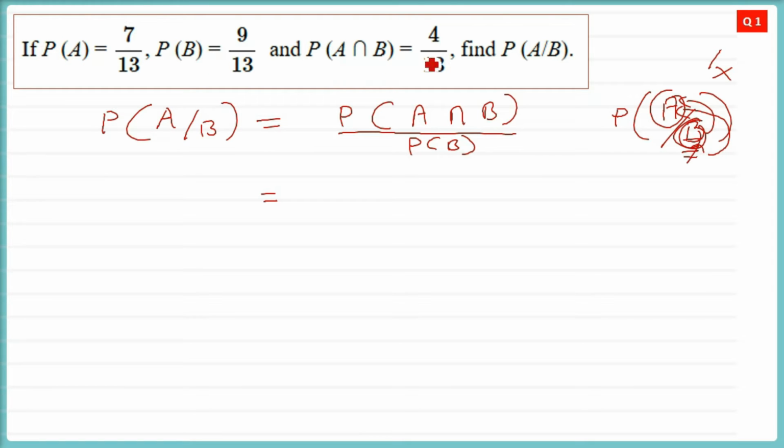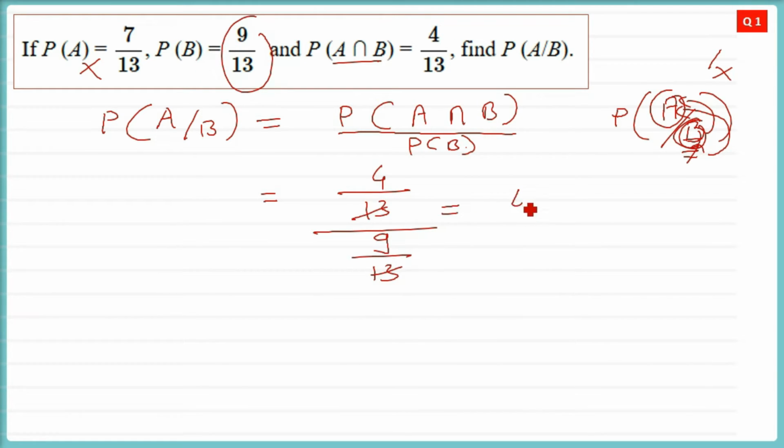And if you see, this P(A) is already given, which is not useful here. It is already given, but people get confused. So don't worry about P(A). This P(A intersection B) is already given, which is 4 by 13, and P(B) is 9 by 13. So let's write it here. We get 4 by 9, which is the probability for this question.